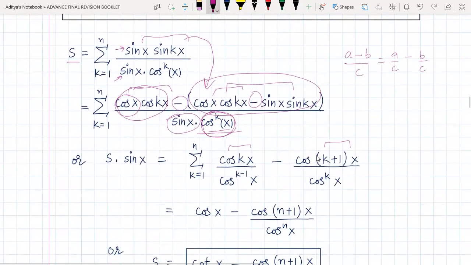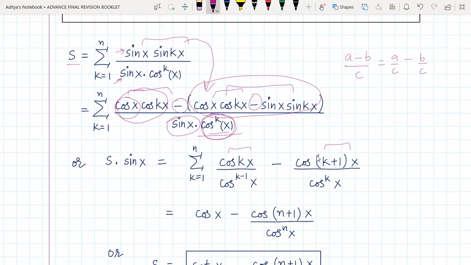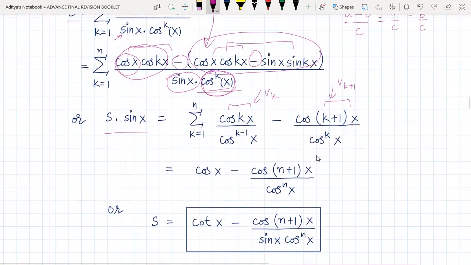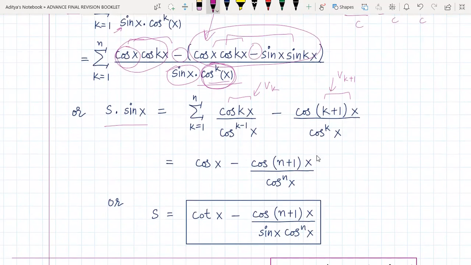Now clearly you can observe that this has become telescopic. If this is v(k), this becomes v(k plus 1), right? And then directly we have got the sum, which will be v1 minus v(n plus 1). So that's what we have written here. And this is equal to S into sin x, right? So if you divide by sin x, the final answer we get is cot x minus cos of (n plus 1)x divided by sin x into cos power nx.